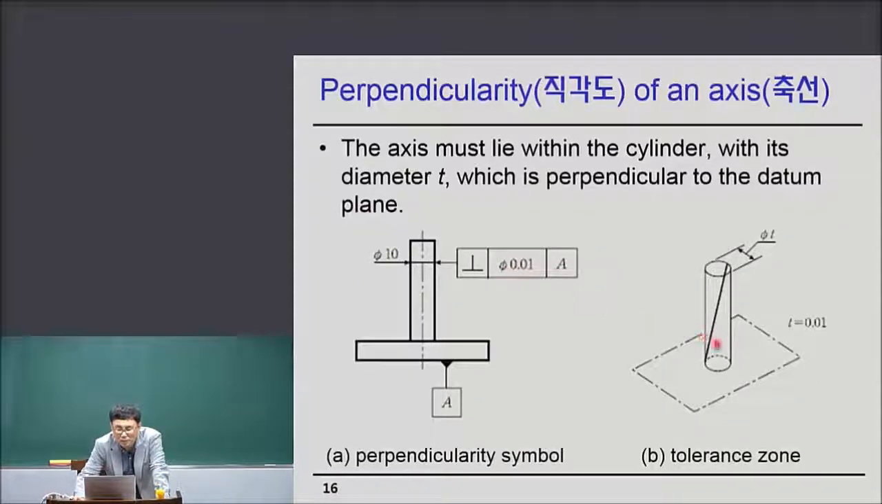Why pi? Since the tolerance zone here is a cylinder, whose diameter is pi t, pi is attached here. So within that cylinder, whose diameter is 0.01, the axis of the pi 10 cylinder is contained. Then the perpendicularity of the axis of the pi 10 cylinder is satisfied.